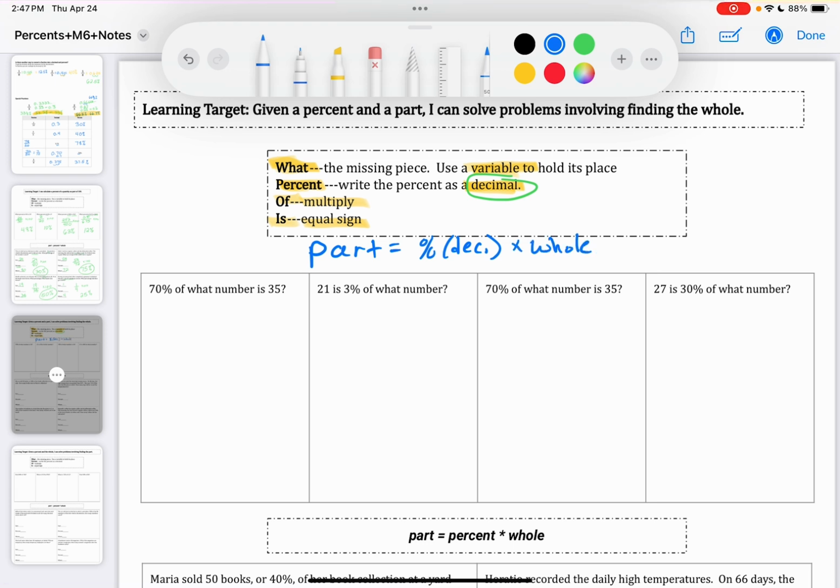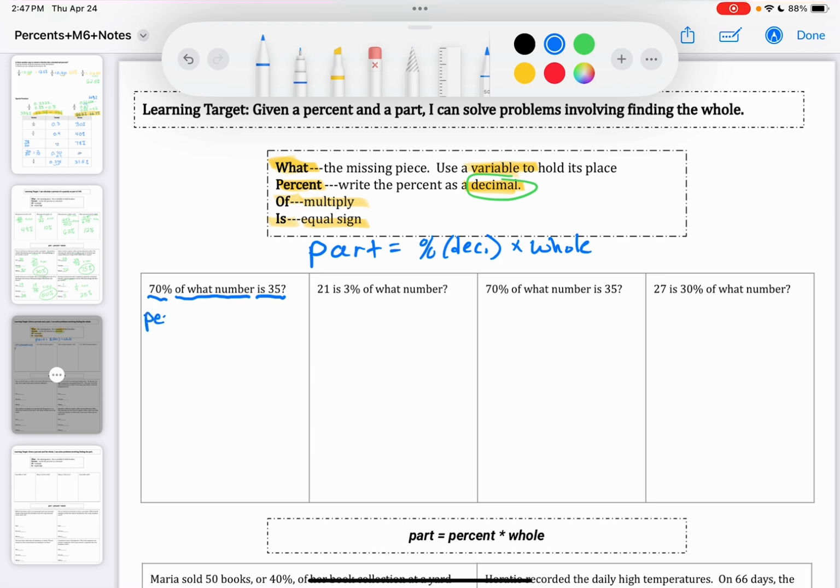And we're going to be able to figure that out every time for everything we're doing if we're using that formula. So the part is always going to be what we're talking about. The "is", usually it's preceded in a question by "is". The whole is usually "of" what number. So, and then 70%, of course, is the percent.